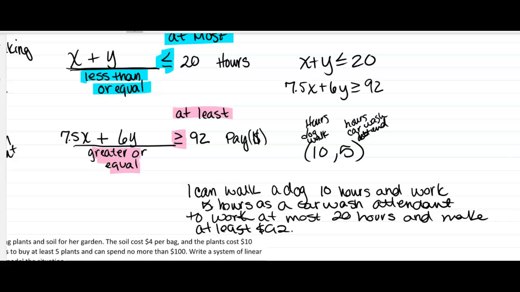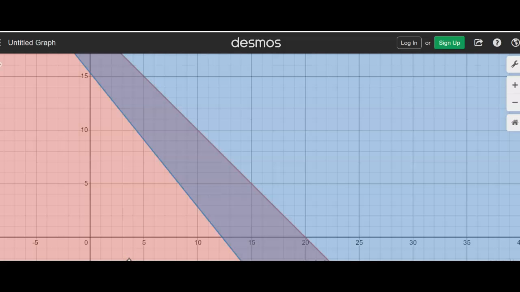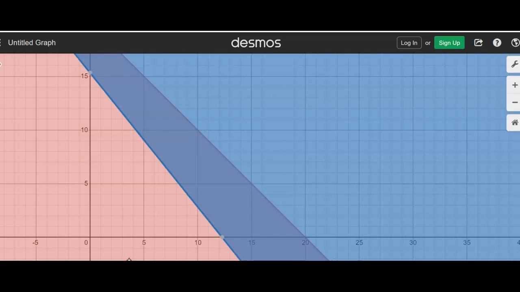Because it's an inequality, there are different other solutions that we can come up with. For example, we can say we can work 5. If I'm looking at this point right here, I can work 5 hours dog walking and 10 hours at the car wash, and that would still satisfy both conditions.